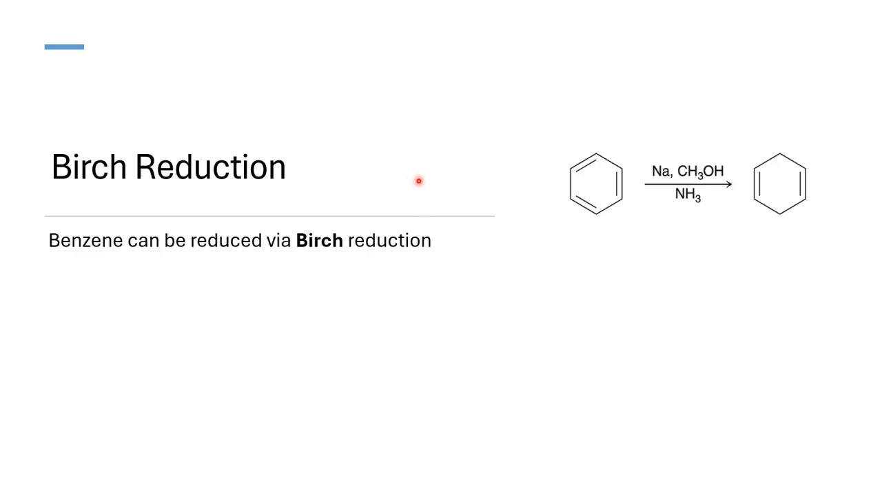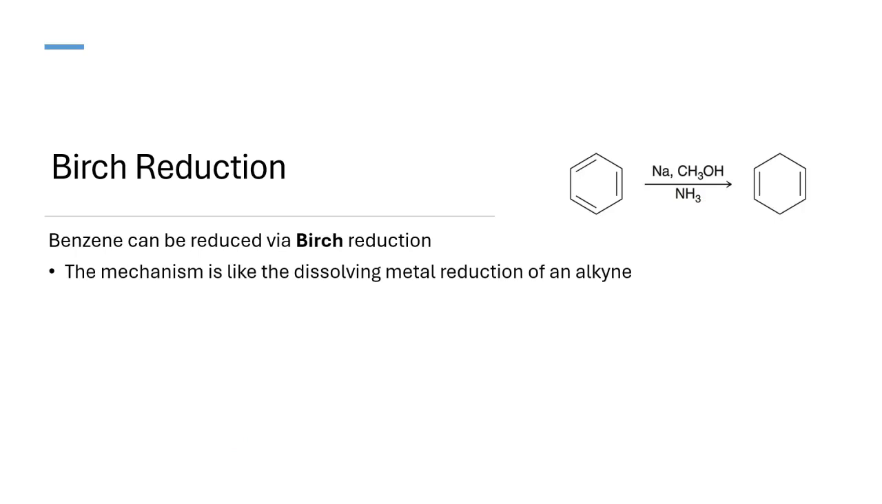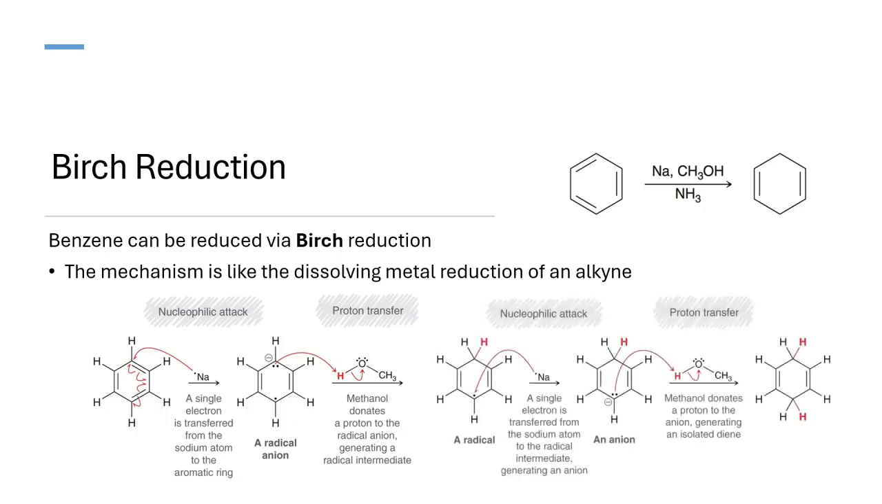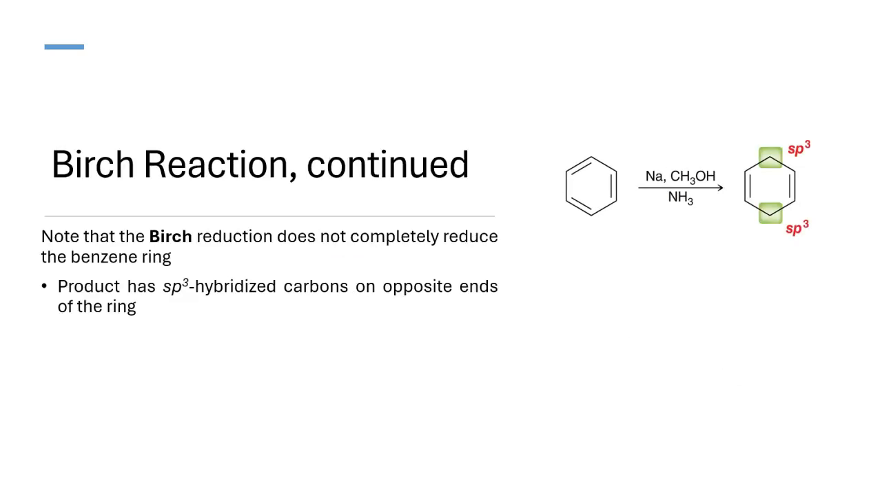Birch reduction. Benzene can be reduced via the Birch reduction. Here is benzene ring, and it can be reduced to a diene using sodium metal, methanol, and liquid ammonia. The mechanism is like dissolving metal reduction of an alkyne. The first step is the nucleophilic attack, and then proton transfer, followed by nucleophilic attack and proton transfer again. The Birch reaction continued. The major takeaway from this reaction is that it does not completely reduce the benzene ring. The product has sp3 hybridized carbons on opposite ends of the ring.